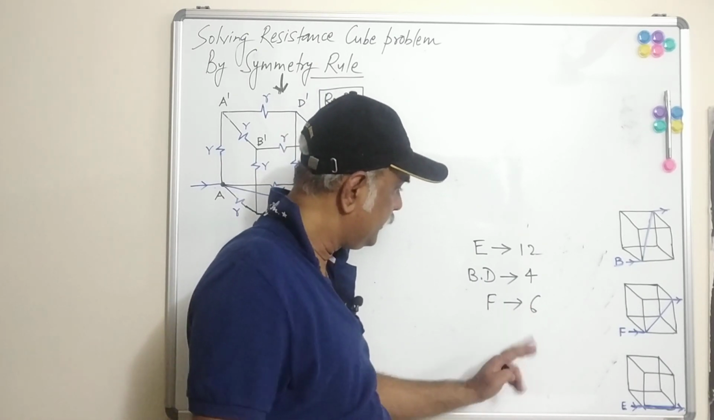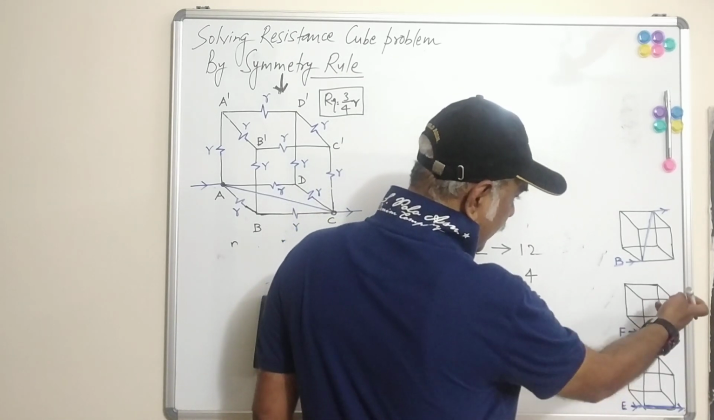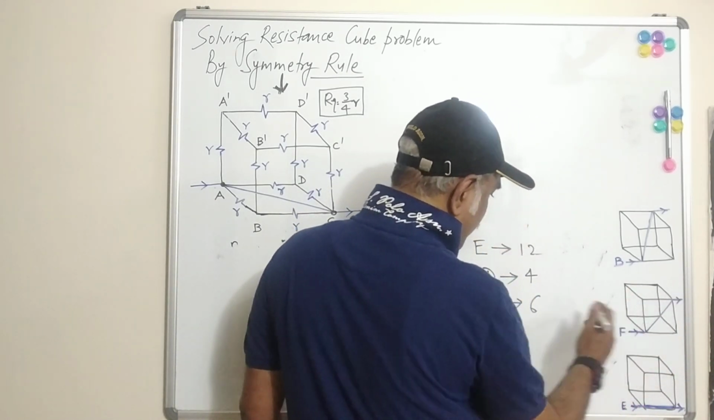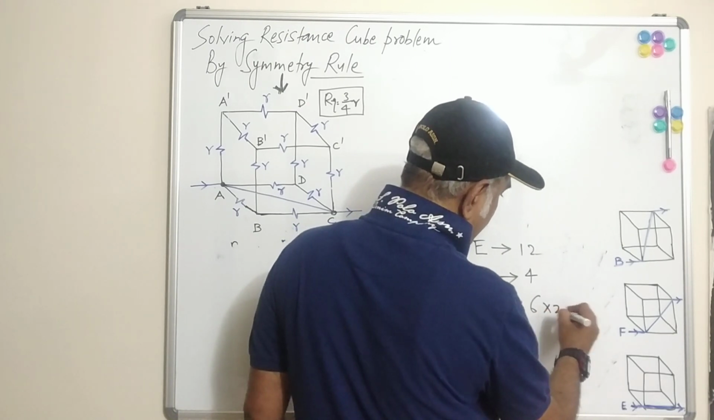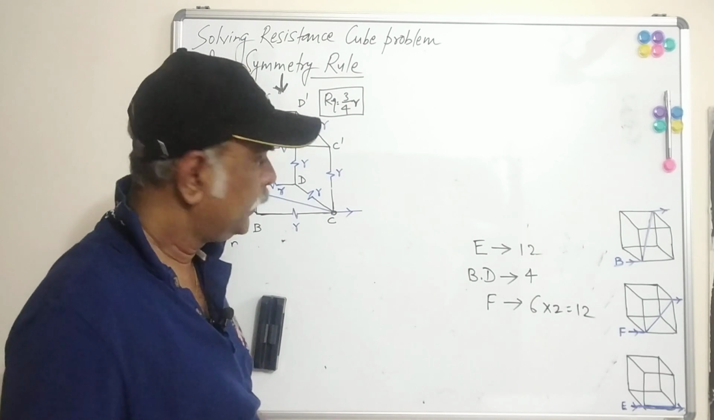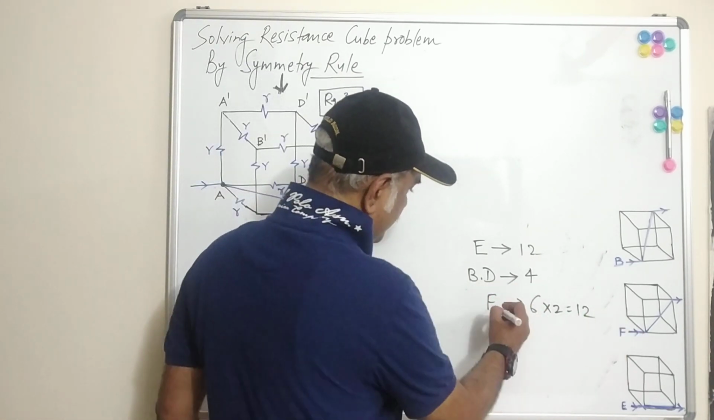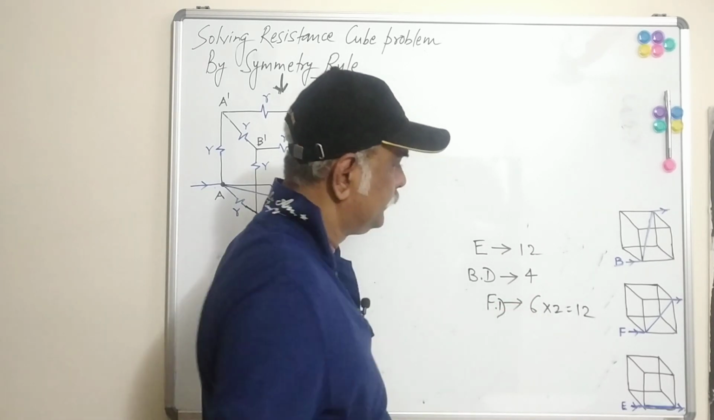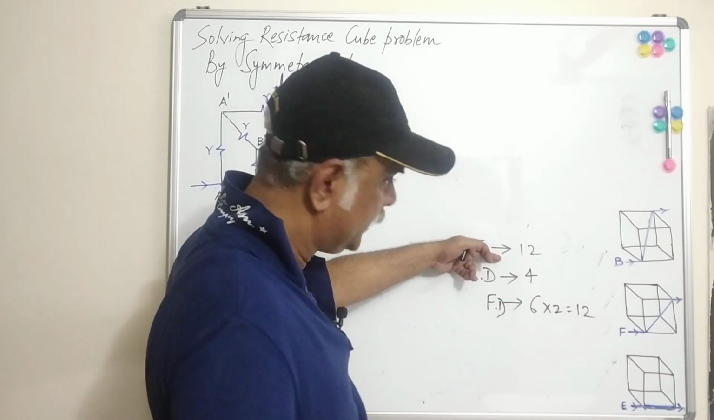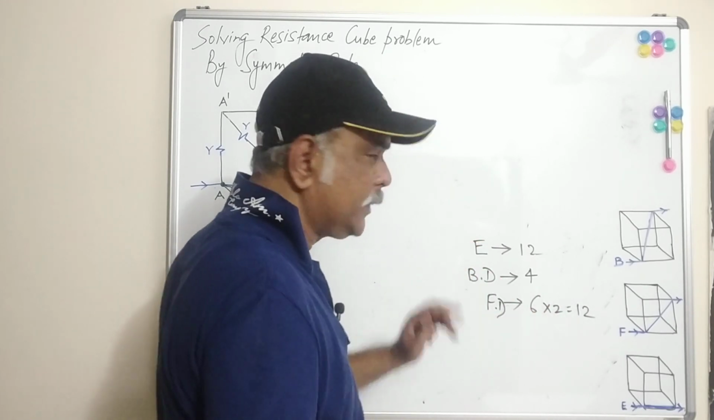So if you are having 6 faces, then how many face diagonals can you have? On one face you can have one diagonal like this, one diagonal like this. So actually you are having 6 into 2, that is 12. So you are having 12 face diagonals here. Am I clear? In a cube, you have got 12 edges, 4 body diagonals, and 12 face diagonals.